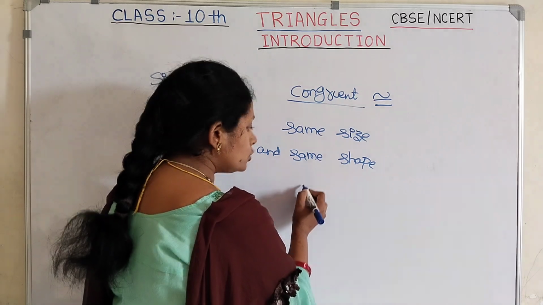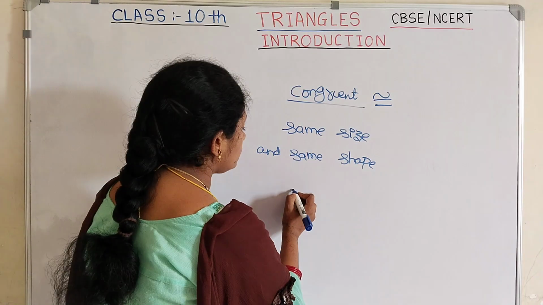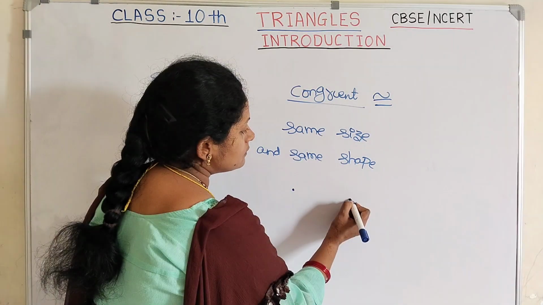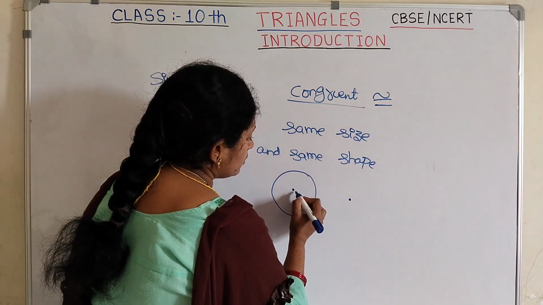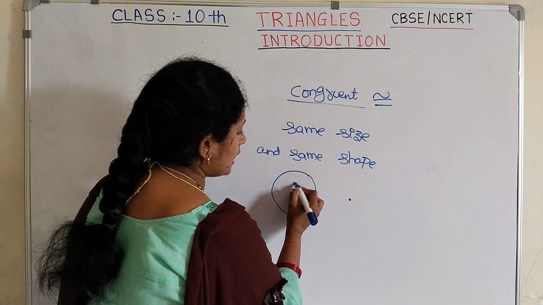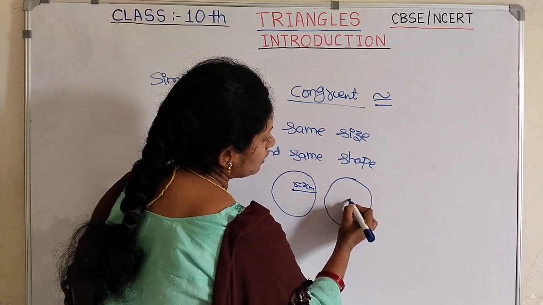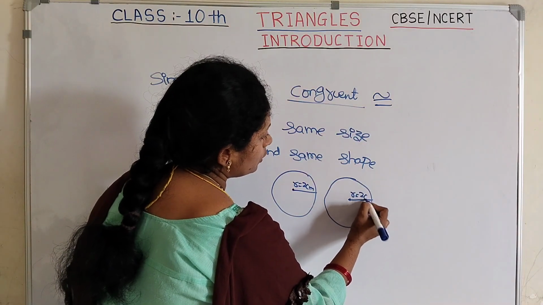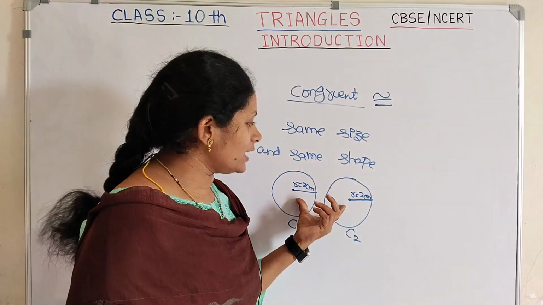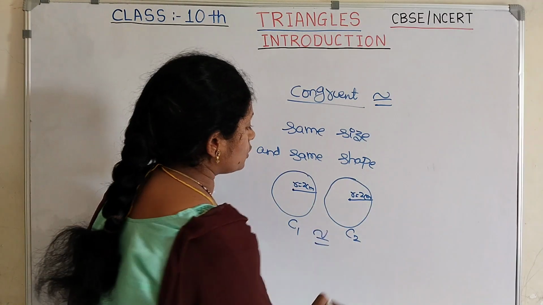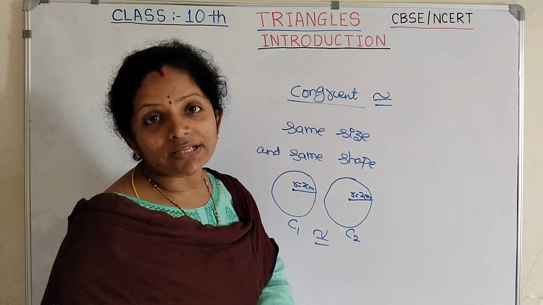Suppose I am going to draw two circles here with the same radius. This is the center of this circle. This is the center of the second circle. I am going to draw a circle whose radius r is equal to 2 centimeters. Here also I am going to draw a circle, and here also r is equal to 2 centimeters. This is the circle C1 and this is the circle C2. We can say that these two circles are congruent because they have the same size and the shape is also the same.